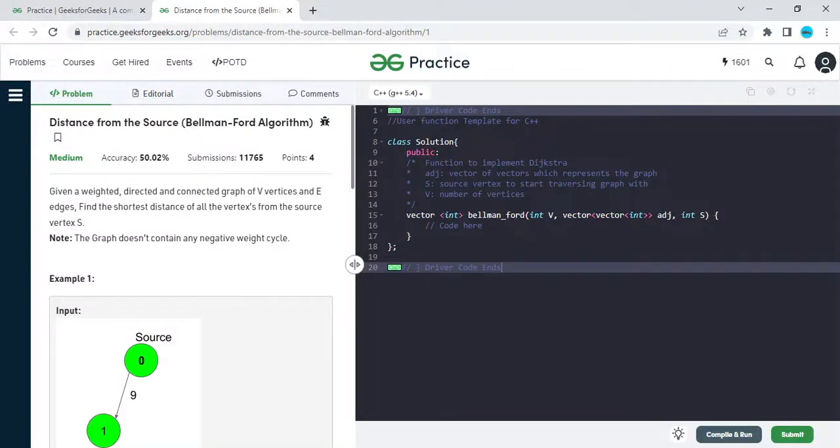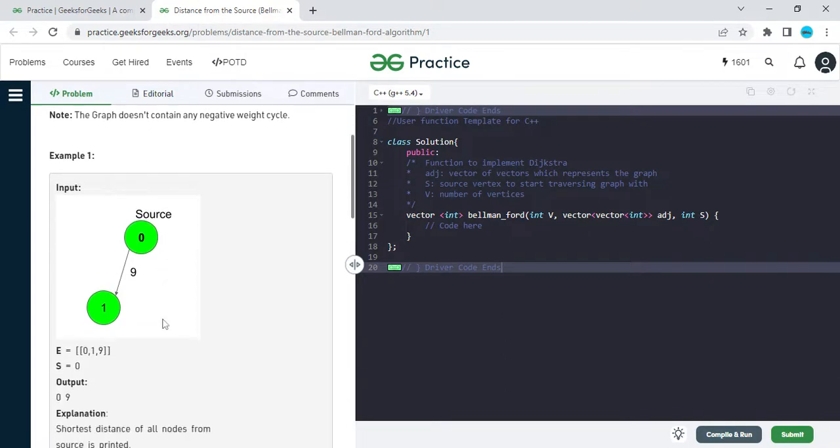Hello guys. So today I am going to solve another question on graphs, which is distance from the source, Bellman-Ford algorithm. What we have to do, basically, given the edges, for example 0, 1, you can obviously get the information that 0 is the starting vertex and 1 is the ending vertex of an edge. And 9 is the weight. And source is 0. So we have to give the distance from source to each and every vertex.